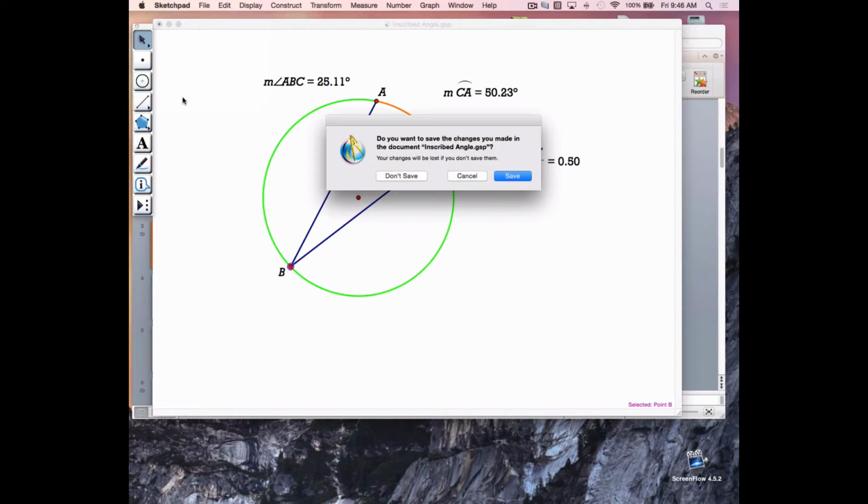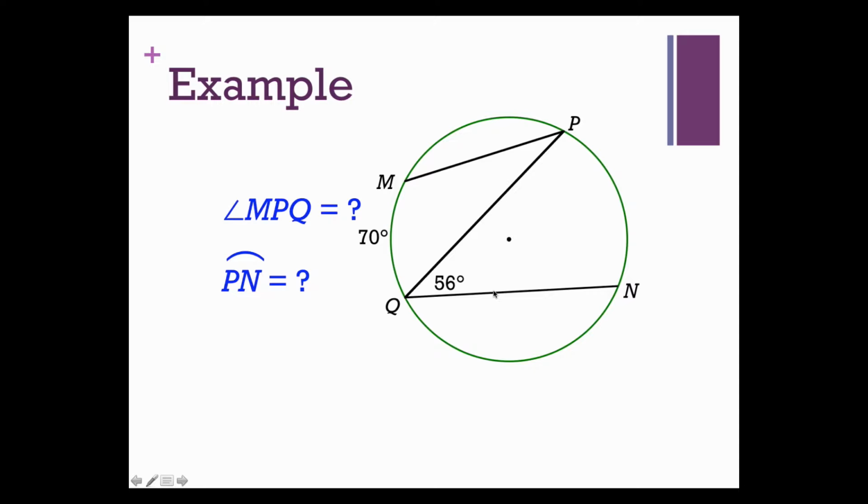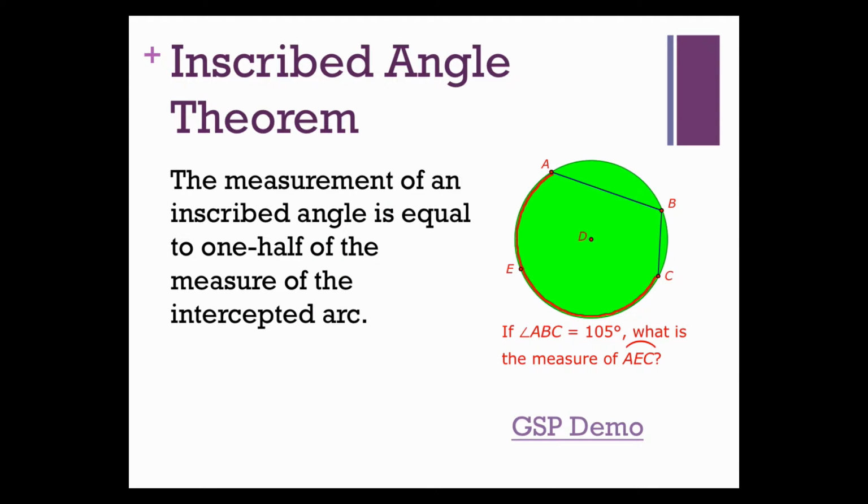Back to the slideshow. If ABC is 105, then the arc is going to be 210. Double the angle to get the arc, cut the arc in half to get the angle.